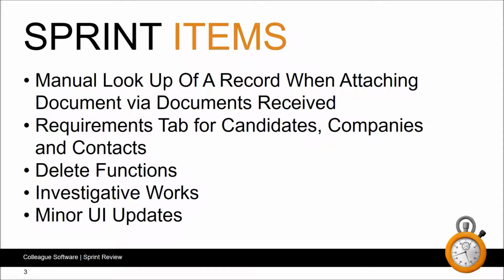As part of the next stage in the project to enhance connectivity between the records, we've introduced a requirements tab to the candidate, contact and company entity. This tab offers an immediate overview to access the requirements that they're linked with, as well as associated record types including offers and placements. We've incorporated some delete functions into the sprint, specifically around documents and templates.